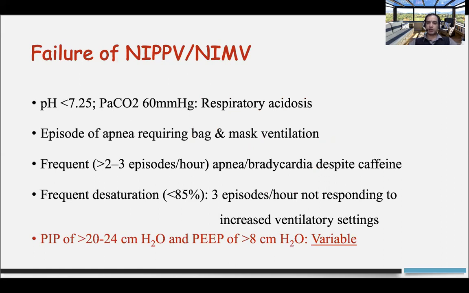When should one consider ventilation for a baby on NIPPV? If a baby has significant respiratory acidosis, which is defined as pH of less than 7.25, PCO2 of more than 60, or has recurrent apnea despite being on caffeine, which requires bag and mask ventilation, or despite reaching maximal settings the baby is still not maintaining saturation, then one should consider ventilation. Now, the maximal settings vary from center to center and from country to country. Usually, the maximum pressures before shifting the baby to ventilation are between 20 to 24 centimeters of water.